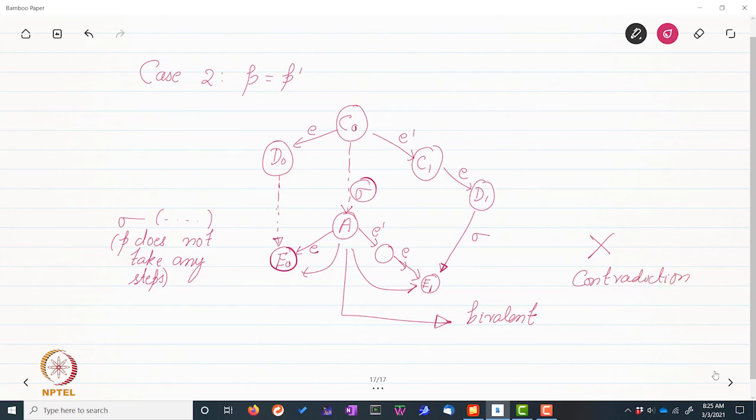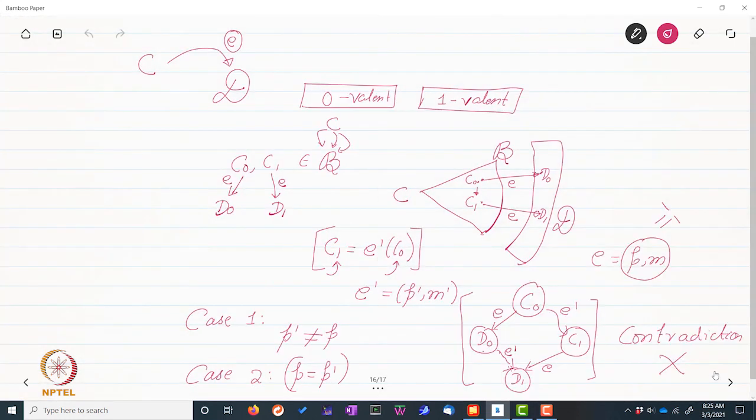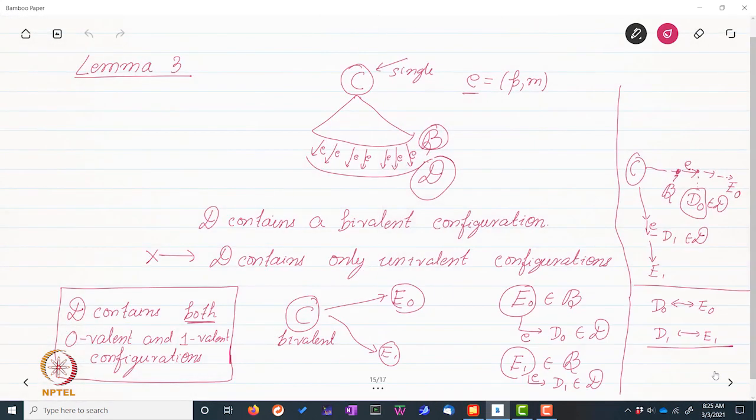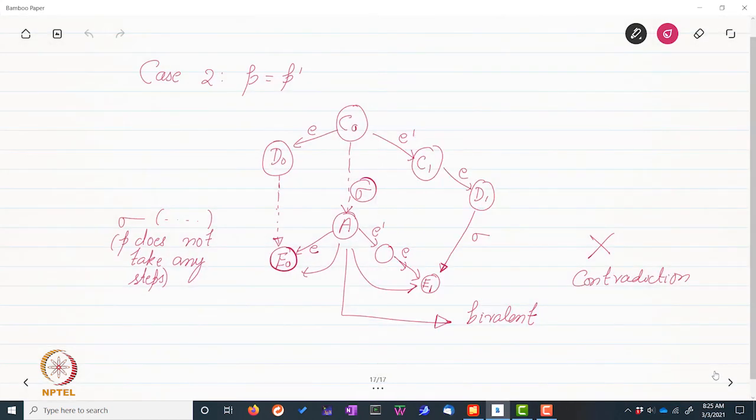So given that this goes against our assumptions, lemma 3, as we have written, stands proven, where we said that D also contains a bivalent configuration. We looked at two cases, one case over here and one case over here. In both cases, we arrived at a contradiction. So this essentially means that, as per lemma 3, D contains a bivalent configuration.